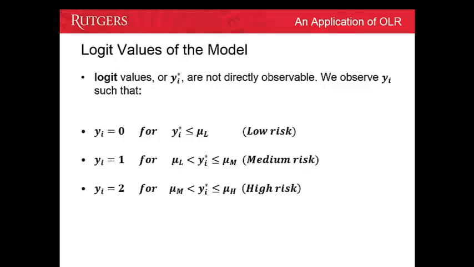As we discussed before, the Logit values are not directly observable, so we look at yi, which would take the value of 0 when the case is of low risk. It takes the value of 1 in medium risk cases, and the value of 2 for high risk cases.